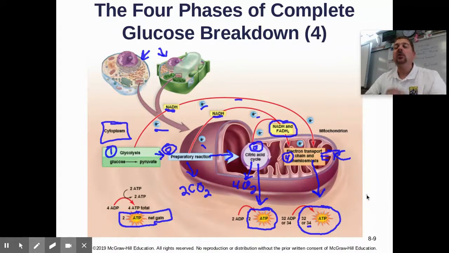So this is just an overview of the mitochondria and the 4 steps and where they're happening and where the electrons are going, the CO2 is coming out, and the ATP being produced.